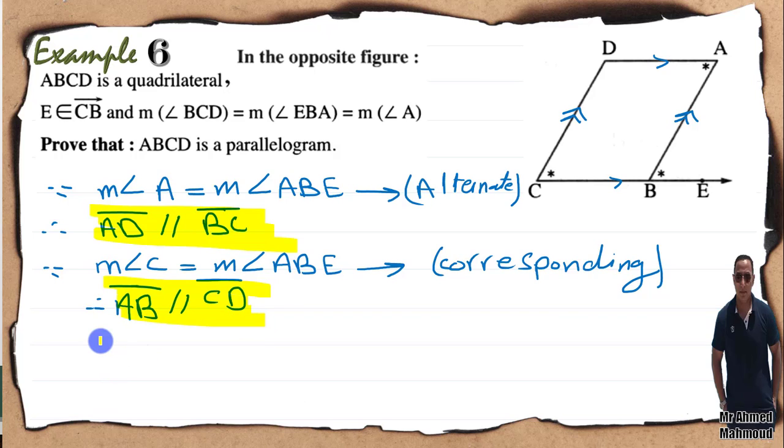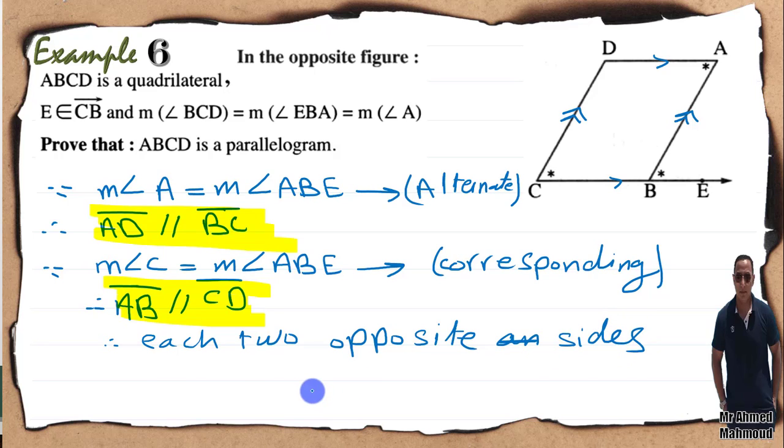Therefore each two opposite sides are parallel. Therefore ABCD is a parallelogram.